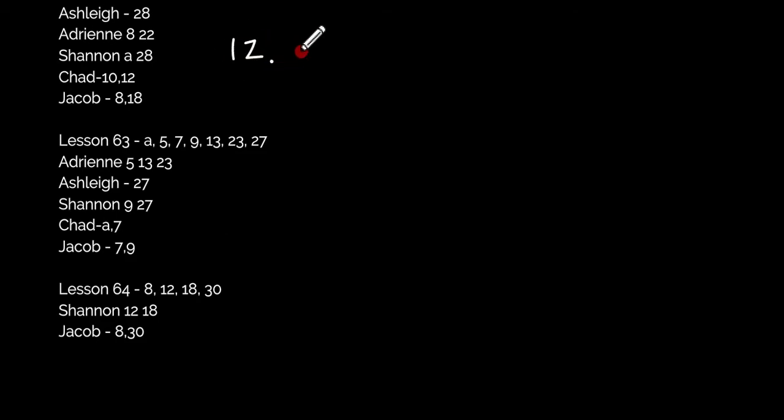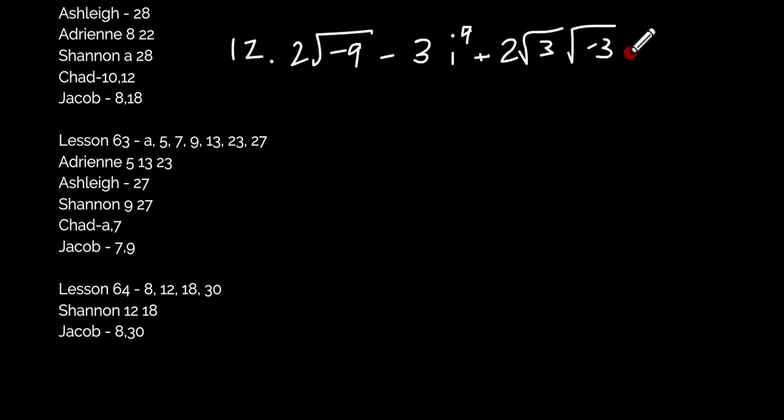Okay, 12 is, let me copy it down, 2 root negative 9 plus minus 3 i to the 4th plus 2 root 3 root negative 3 plus i. All right, so the square root of negative 9, the square root of 9 is 3, but we have to pop our i out, so it's going to be 3i. i to the 4th is i squared times i squared, so it's negative 1 times negative 1, which is just 1, so it's going to be 3 times 1, which is negative 3.